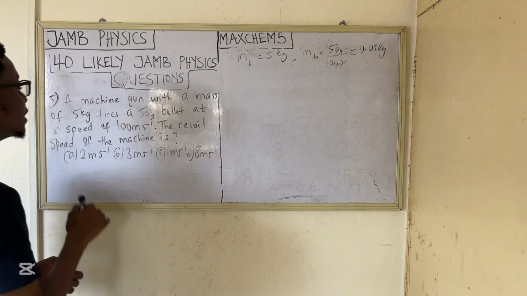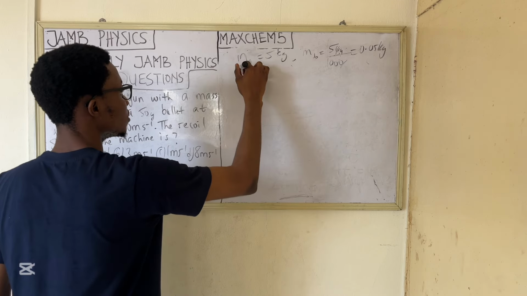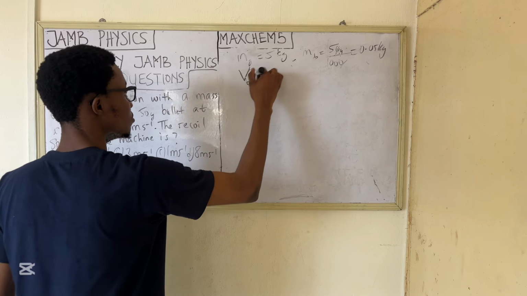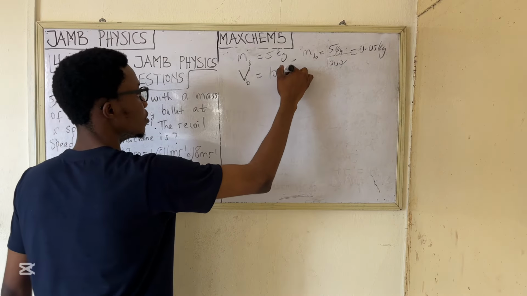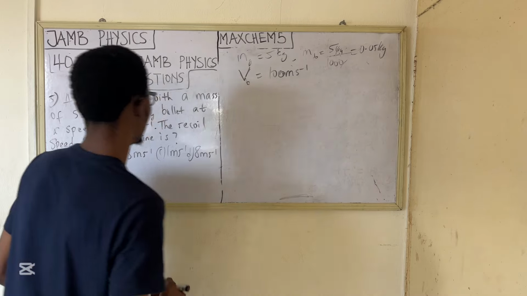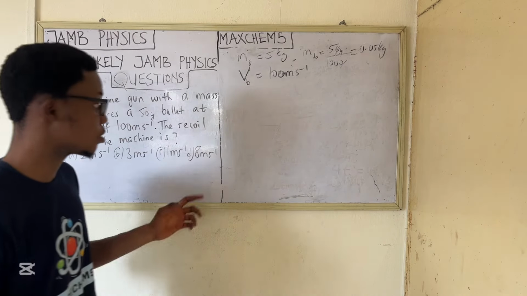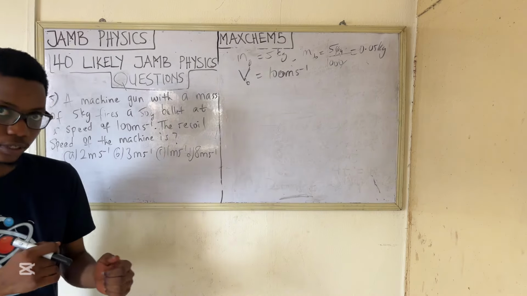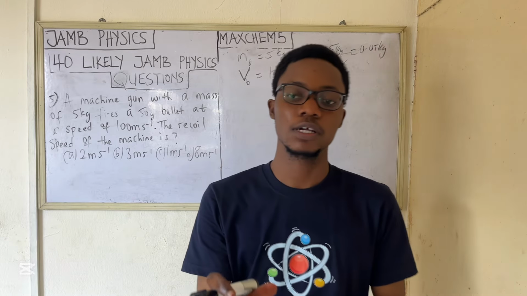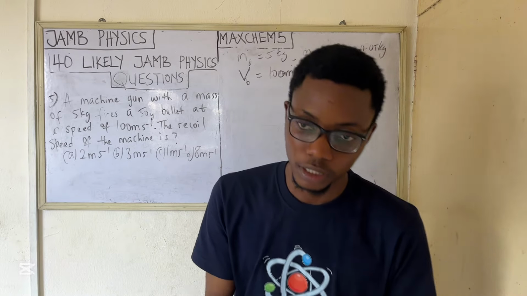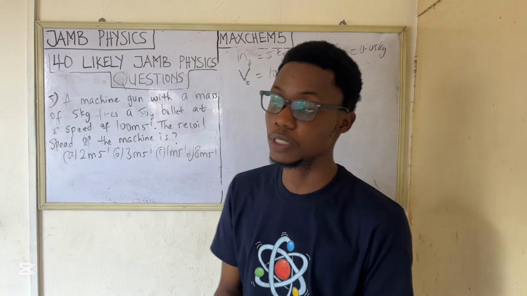We now have the speed of the bullet. That is also the velocity, let's just say v, the velocity of the bullet, which is 100 meter per second. The recoil speed of the machine is, whenever you say recoil, that means rebound. Let me put it this way: opposition to a force. If it's forward, then the recoil means a backward force, a backward motion. That is your recoil.